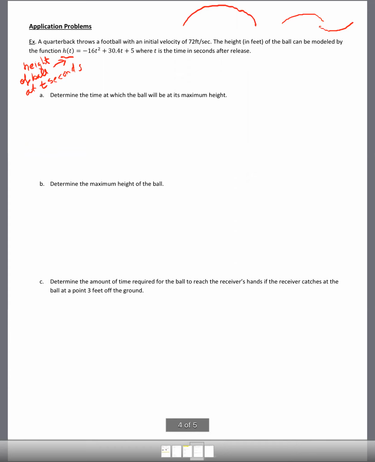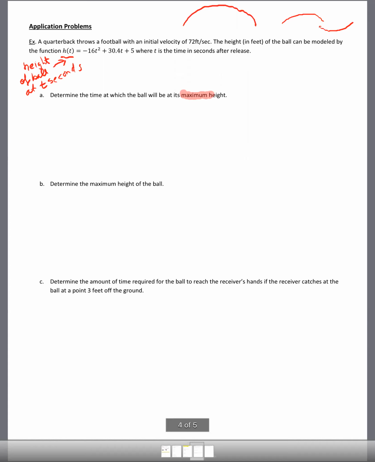What's nice about having this formula already written for us is that it's taken into account gravity, and it's taken into account where he's thrown it from. We're just going to trust that the physicist actually has this correct for us. And now we're just going to go and answer some questions for him. It says determine the time at which the ball will be at its, and here's one of our words, maximum height.